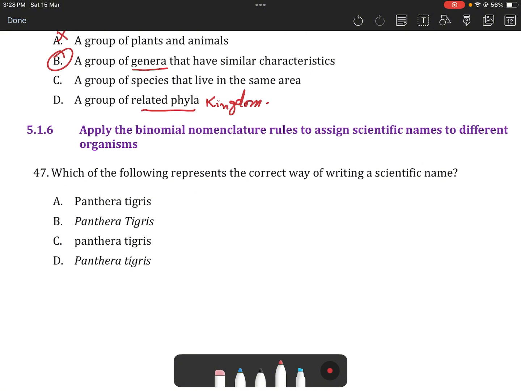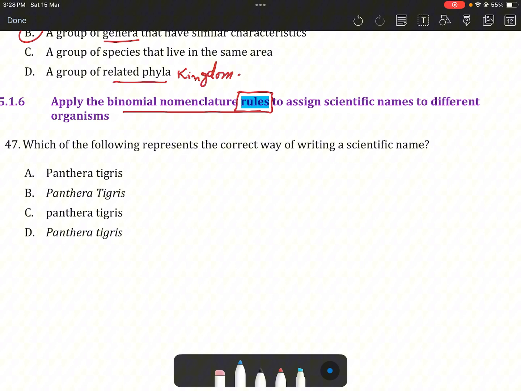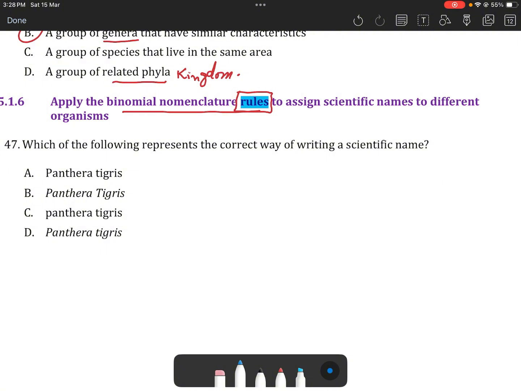Apply the binomial nomenclature rules. Here we need to know the rules. That's the most important thing. There are three basic rules that you need to learn. If you learn those rules, it's not hard. It's very easy. Rule number one: binomial, bi means two, nomial means names, and nomenclature is a system. So it's a two-name system.